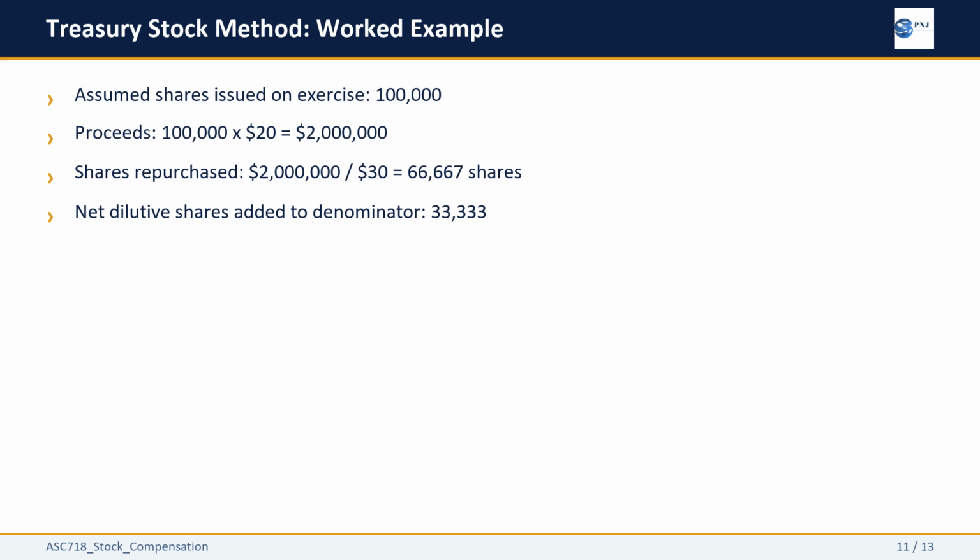Next, we assume those $2 million are used to repurchase shares at the average market price of $30, which buys back 66,667 shares. The net addition to the diluted share denominator is 100,000 minus 66,667, which equals 33,333 shares. Because the market price is above the exercise price, options are in the money and dilutive.